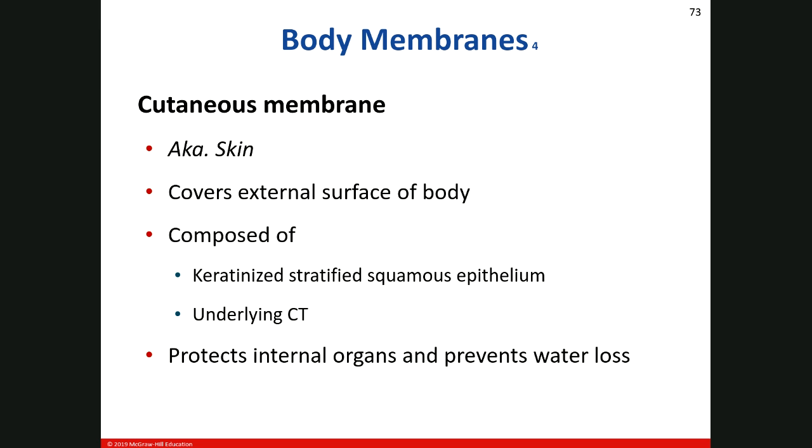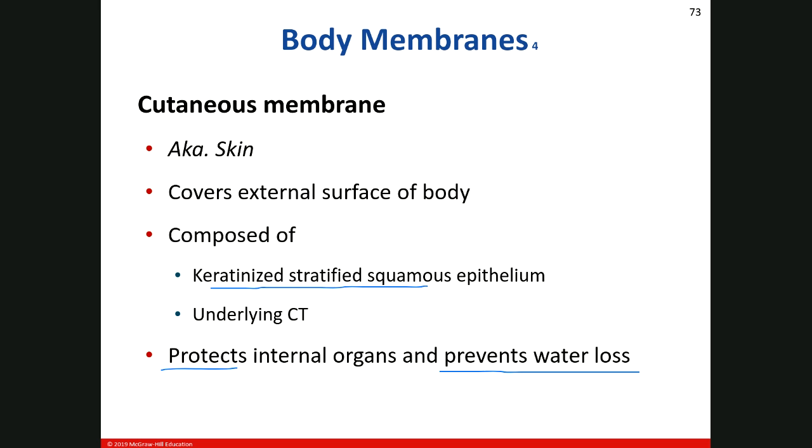We'll talk more about the cutaneous membrane in chapter 6, but this membrane covers the external portion of the body. It's made up of keratinized stratified squamous epithelium. A big function of these membranes is protection. It helps to protect the underlying organs, including your muscle, which is also considered an organ. Another big role is to prevent water loss. It's not waterproof, but it is water resistant, so it traps a lot of water and helps keep it inside the body.